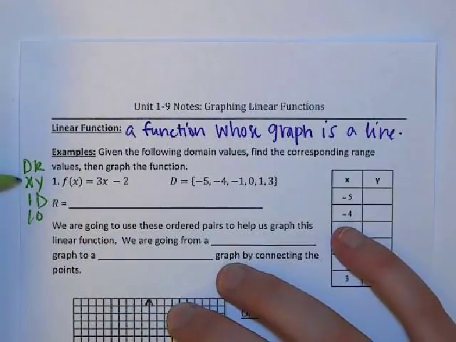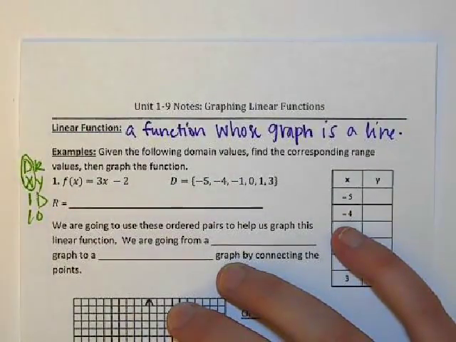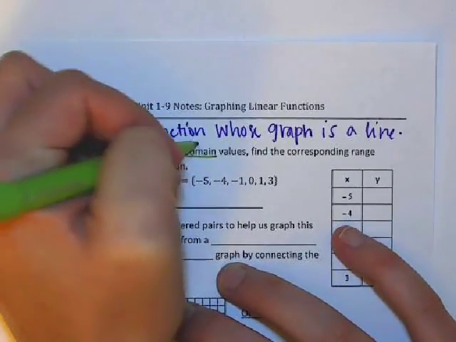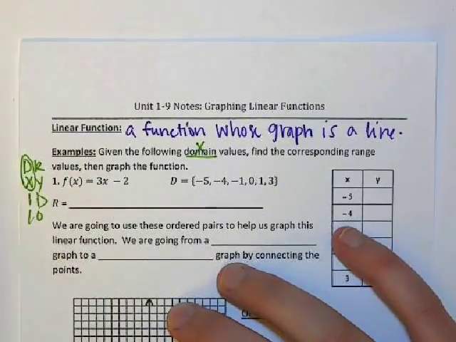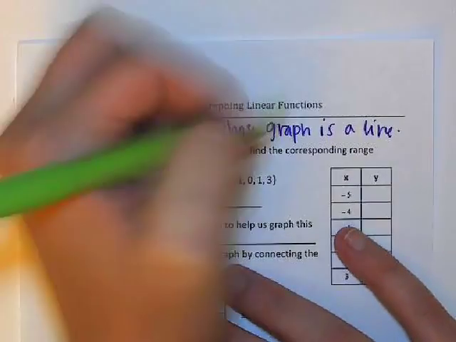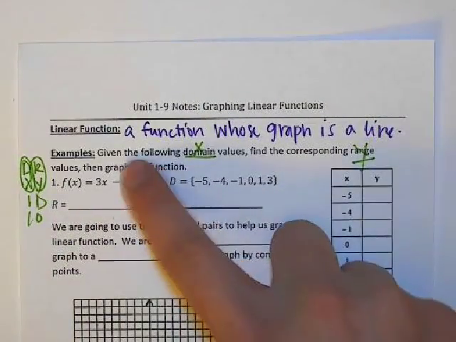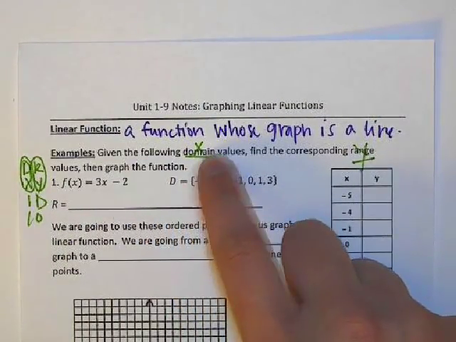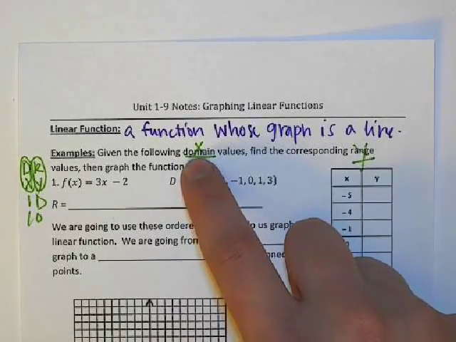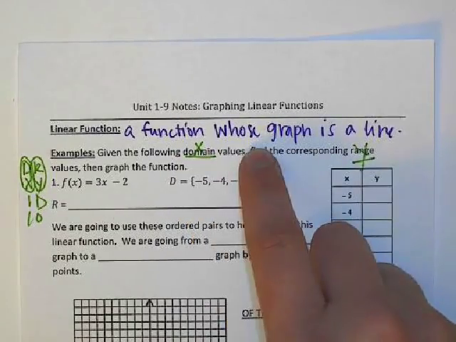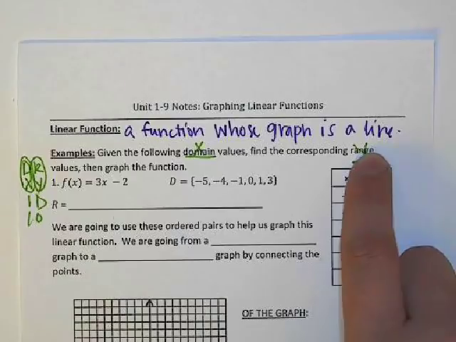And domain stands for what? X. So I'm going to underline domain and put an X. What's range? Y. So I'm going to underline range and put a Y. It says given the following X values. So what does it give me? The X's. Find the range. Do I know the range? No, I don't know my Y's.